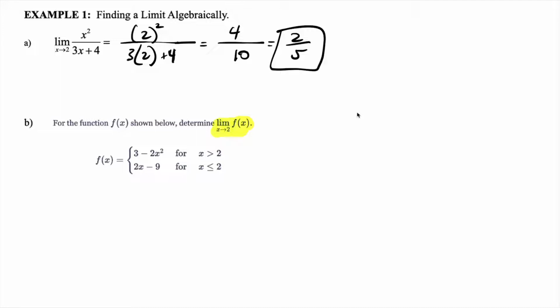Okay. So if I wanted to check where it was from the left, coming from the left, which one would I use? The top one or the bottom one? Bottom, because those are the numbers that are less than 2. If I was coming from the right, I would use the top because those are the numbers greater than 2, right?